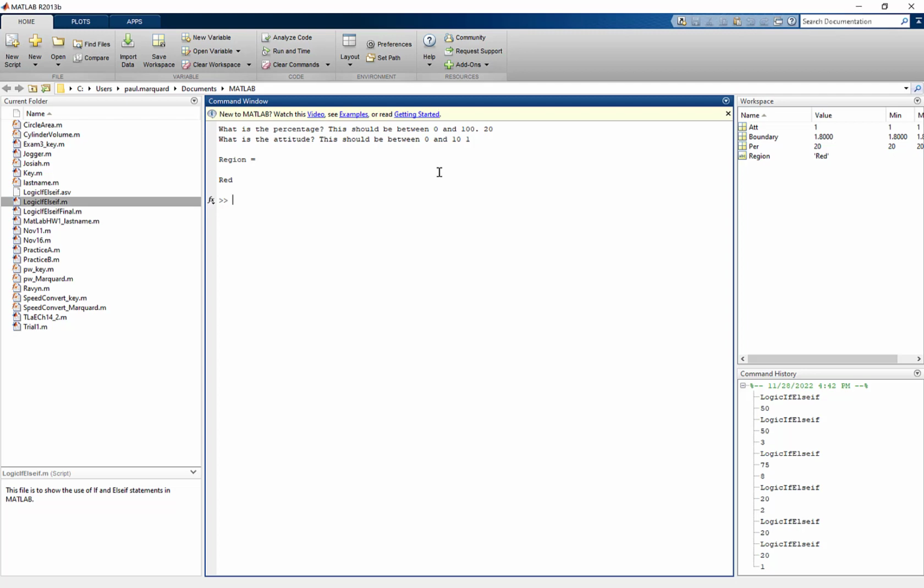All right, so we have a pretty good idea there of how to run some if-then statements or else-if statements, if-else-if statements. Okay, I think that should do it for that one.